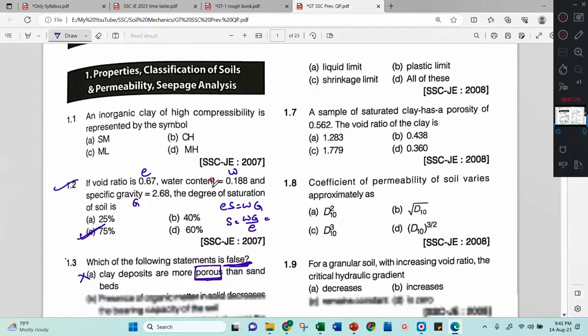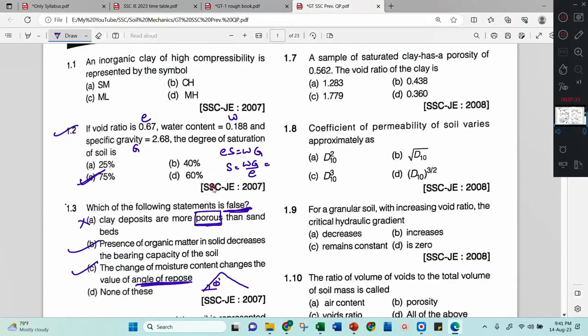The moisture content of the soil below which the volume becomes constant is called as, this we can skip. The sample of saturated clay has a porosity, this one, void ratio is how much? Okay, you can solve this one. Porosity is this much, meaning n equals 0.562. Void ratio e I want, therefore e = n/(1 - n).